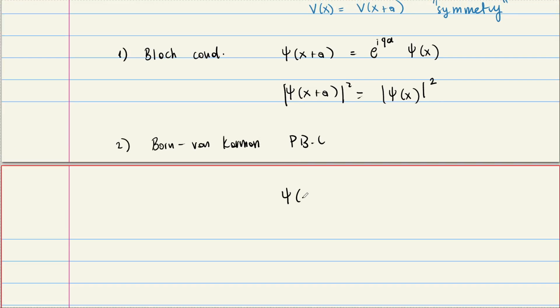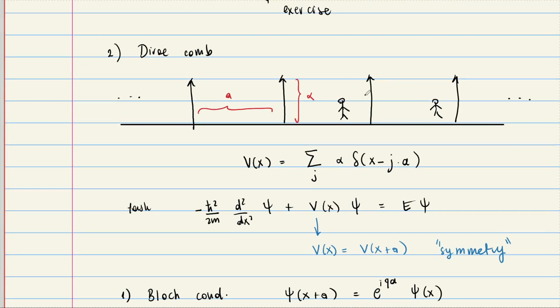And this is like psi of x plus n times a. So if you do this translation n times, you come back to yourself. If you want, you can think about these Dirac cones to be wrapped in a ring, and you come back to yourself. That's also a good picture.